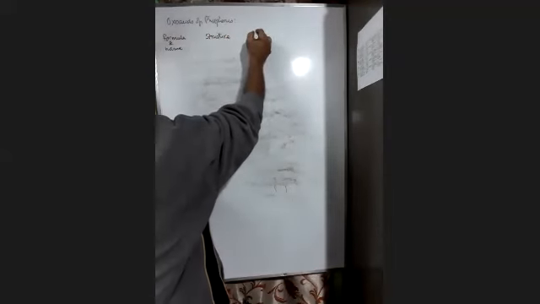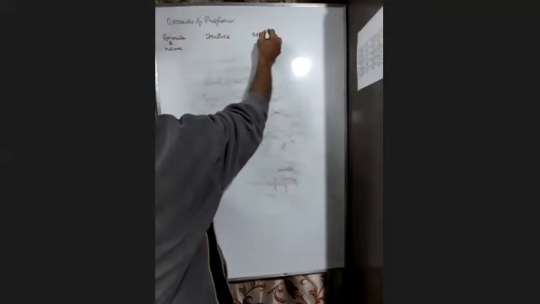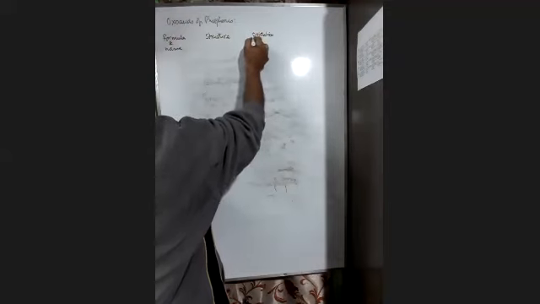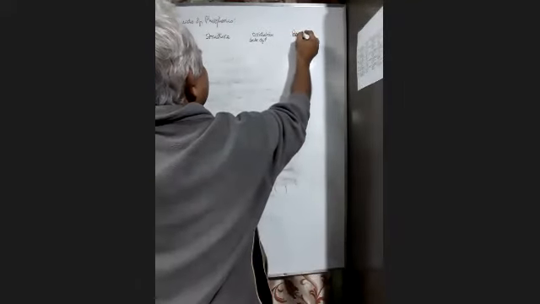Okay, then I'll write structure. Then I'll write oxidation state of phosphorus. Then I'll write this basicity. Basicity means how many hydrogens it gives. This is 1.